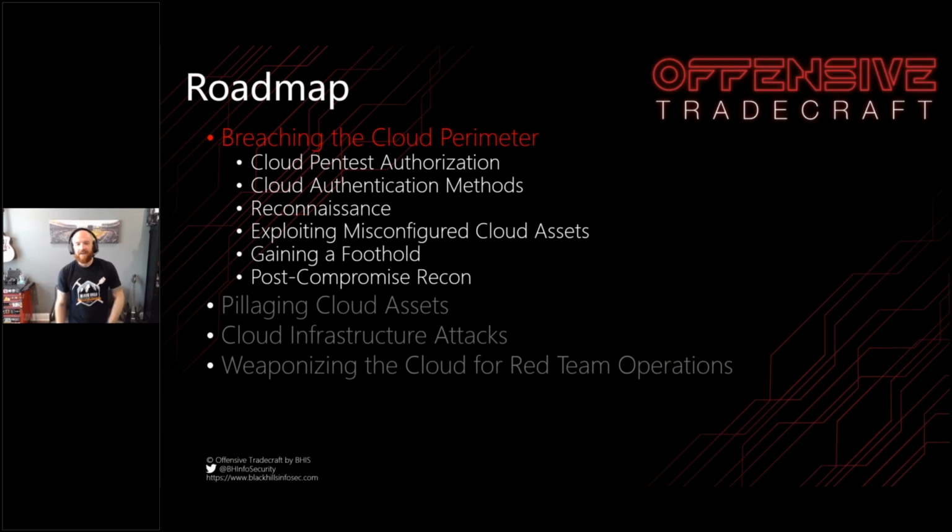All right, so this roadmap kind of shows where we're going to go. The 3 bullet points at the bottom are the other 3 sections that are not in this course. Okay, so we're going to start out with breaching the cloud perimeter. Like I said, it's all how to get access. So we're going to start out talking about cloud pentest authorization. So cloud pentest authorization meaning what are you even allowed to test? It's different, right? Because can an organization explicitly give you permission to test these remote third-party hosted things? So we'll talk about that.